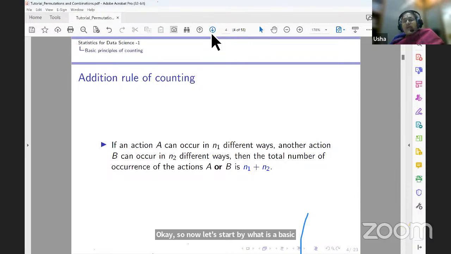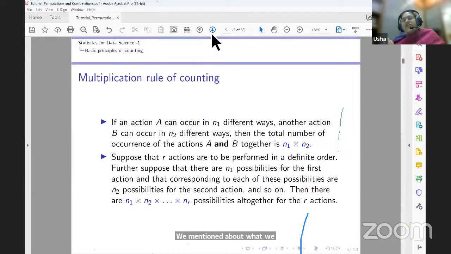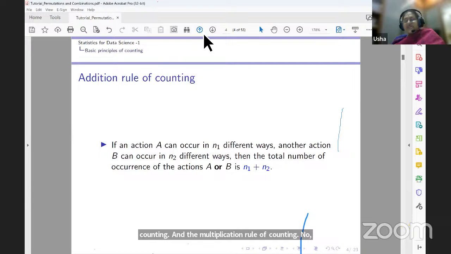Okay. So now let's start with a basic understanding of counting. As you may have seen in the lectures, when I talk about the basic principle of counting, we mentioned what we say is an addition rule of counting and a multiplication rule of counting.